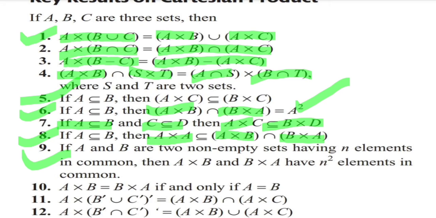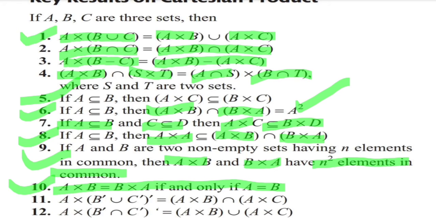Next, the ninth one, if A and B are two non-empty sets having n elements in common, then A Cartesian product B, which equals B Cartesian product A, have n square elements in common, right? Next, the 10th one is A Cartesian product B equals B Cartesian product A if and only if A equals B. Already I told in the previous slide, A Cartesian product B is not equal to B Cartesian product A if and only if A is not equal to B, but here A Cartesian product B equals B Cartesian product A if and only if A equals what? B.